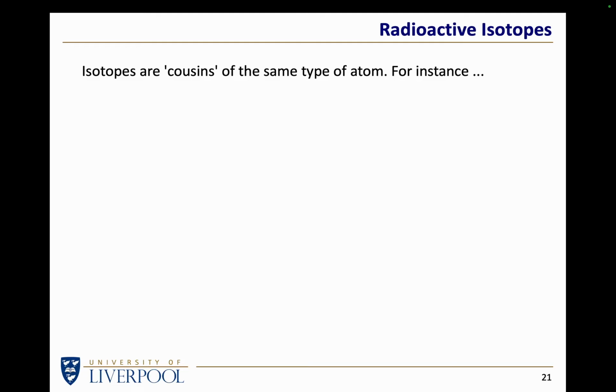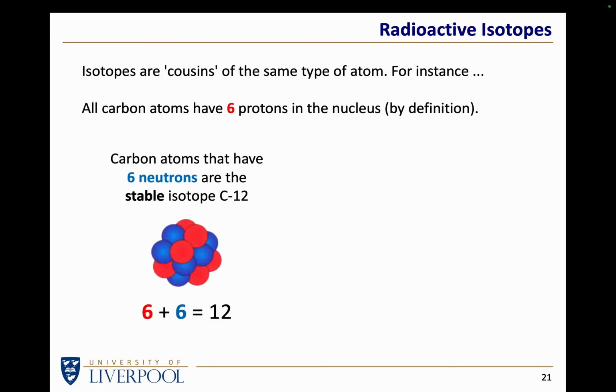Now, just for the point of, again, context for what comes later, let me just tell you about isotopes. Isotopes are simply cousins of the same type of atom. To make that a little clearer, let's just talk about a particular example. Let's take carbon, for instance. Carbon has got 6 protons in the nucleus. You can turn that around and say any nucleus that's got 6 protons is carbon, because carbon is simply the label we give to any nucleus which has got 6 protons, 6 positively charged particles in the nucleus.